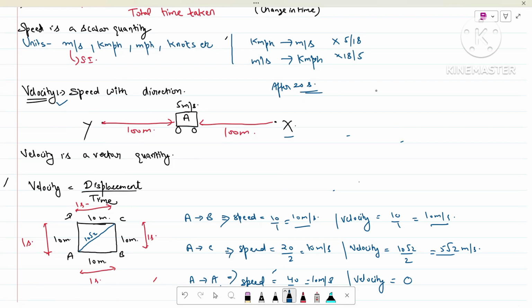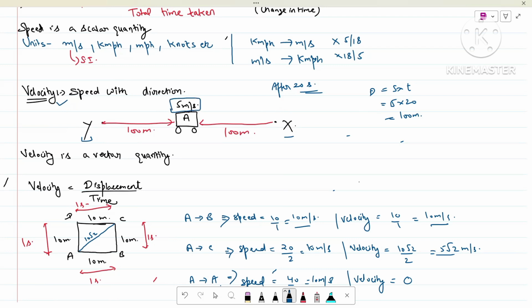After 20 seconds, if I want to find the distance covered, the distance covered will be speed into time. Speed is 5 into 20, that is 100 meter. So you can say the trolley can reach either point X or point Y, when I am referring to speed only.